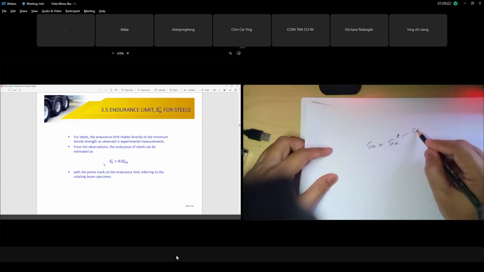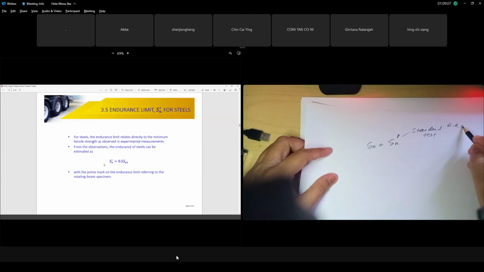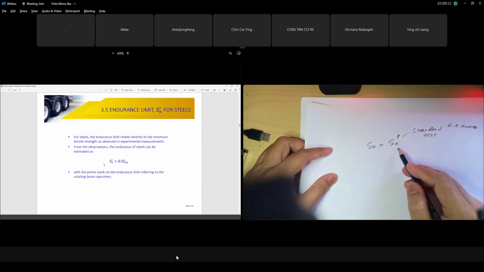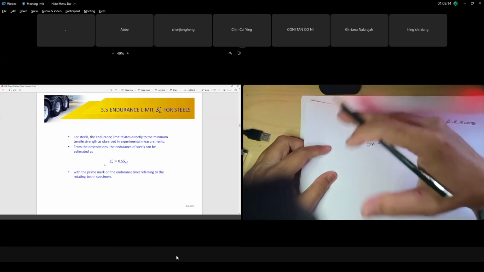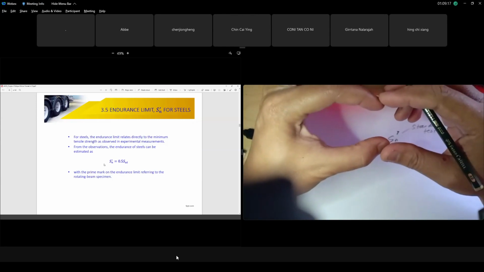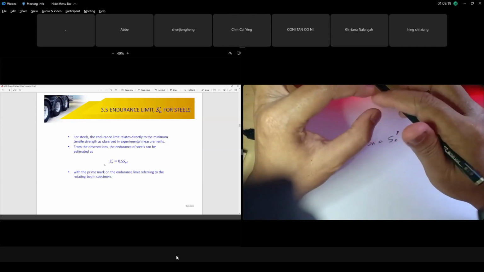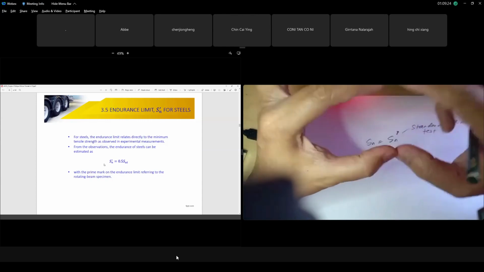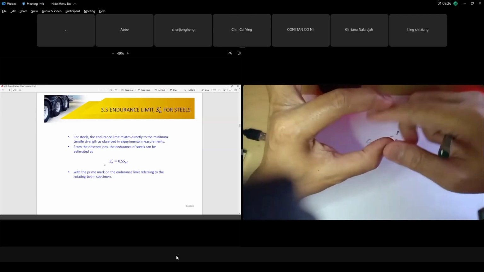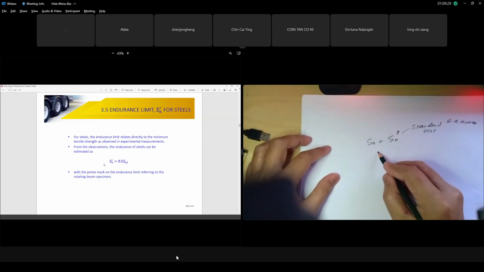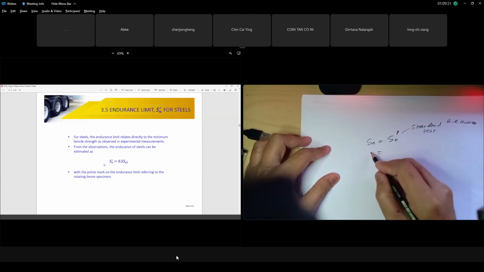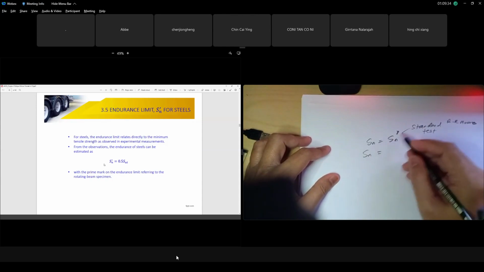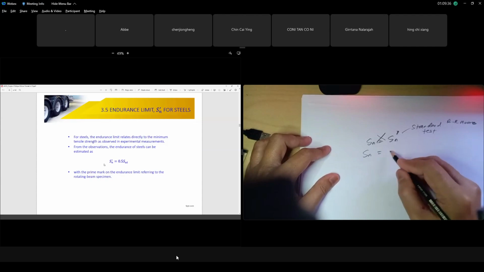SN prime is the standard test, already done by engineers, the RR Moore test, like in the earlier figure. You cannot be like that, because our case is different. The size of our shaft is different, the temperature is different, our reliability is different, the surface of our shaft is different. That's why we have to adjust it. So we cannot say our SN is like this.